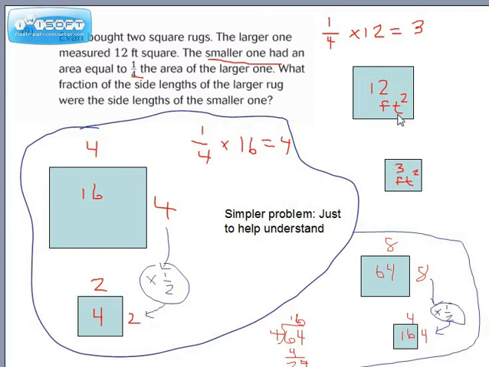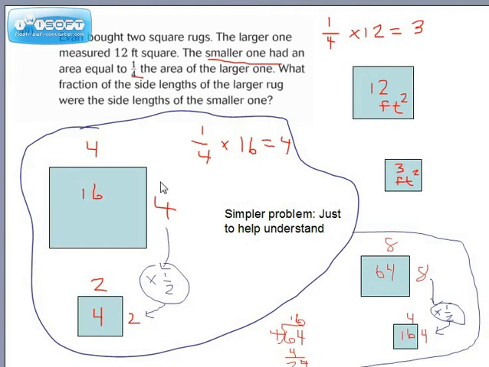Now to help you understand what's going on in this problem, I've created 2 simpler problems just so that you understand the concept of general geometry. If you take a square, and I just made one up that was 16 square units, which means the sides would have to be 4 by 4. If I take 1/4 of this, I'm going to get 4 for an area of a smaller one. Wouldn't that mean the sides would have to be 2 by 2?